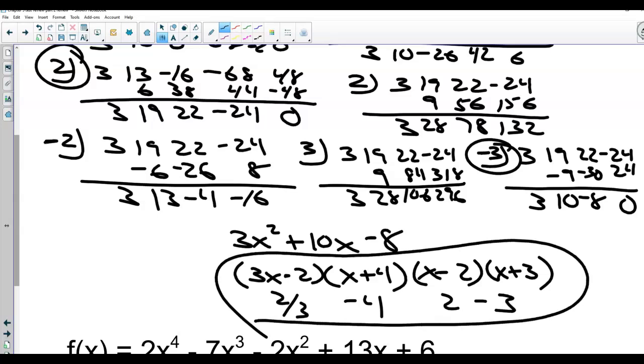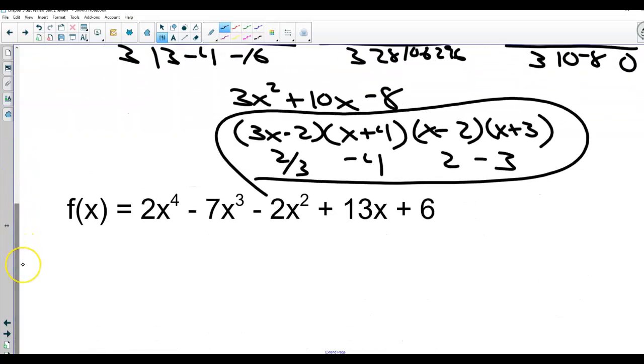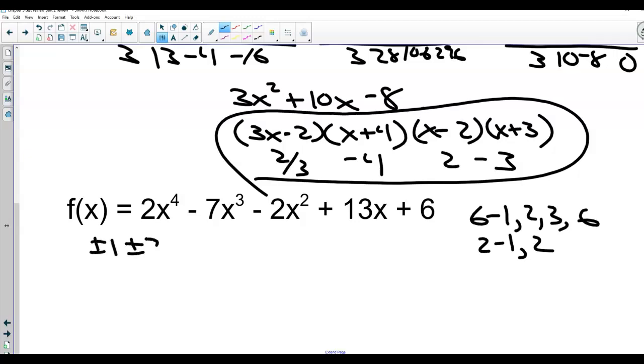And these are our answers. So with x to the 4th, same thing as x cubed, you just have to do it twice. So we'll do the same thing here. My factors of 6: 1, 2, 3, and 6. My factors of 2 are 1 and 2. Possible solutions: plus or minus 1, plus or minus 2, plus or minus 3, plus or minus 6, plus or minus 1/2, 2 over 2 is 1, plus or minus 3/2.